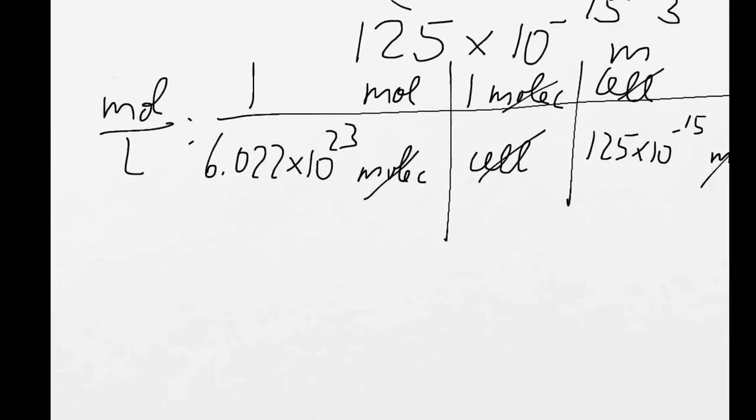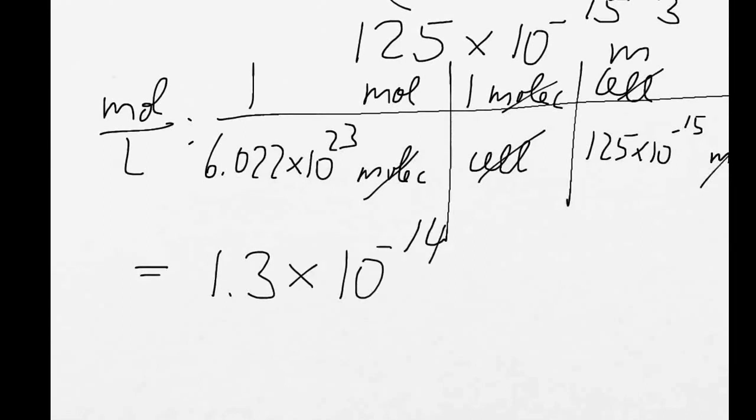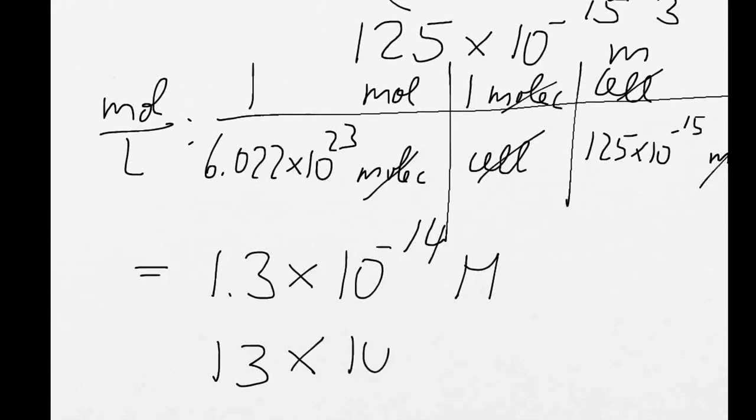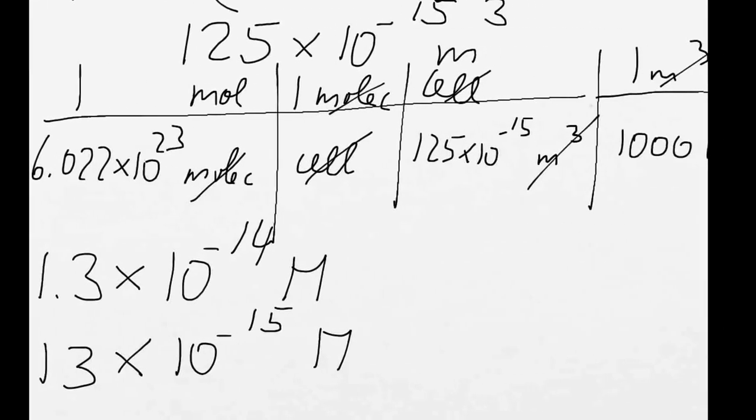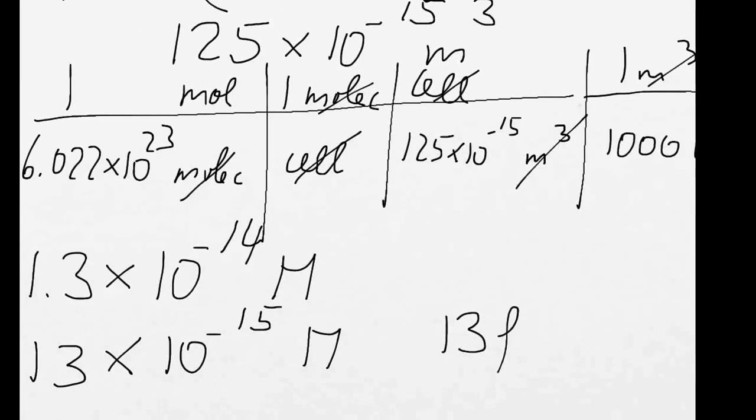Thank you. So the concentration is 1.3 times 10 to the minus 14. What? Moles per liter? Yep. Molar. And I can write this also as 13 times 10 to the minus 15 molar. What is 10 to the minus 15? Femto. So this is 13 femtomolar.